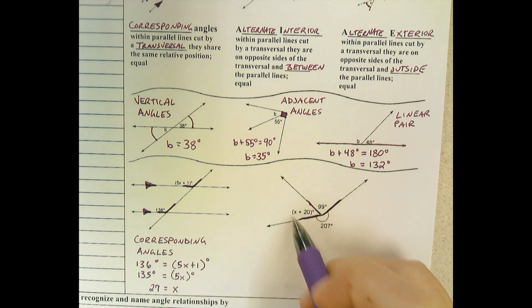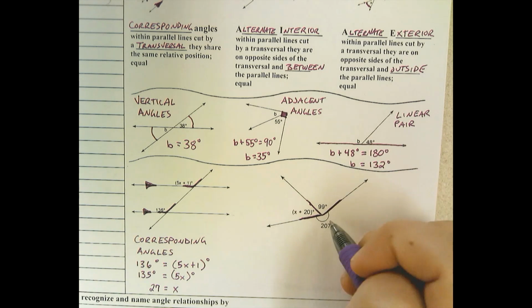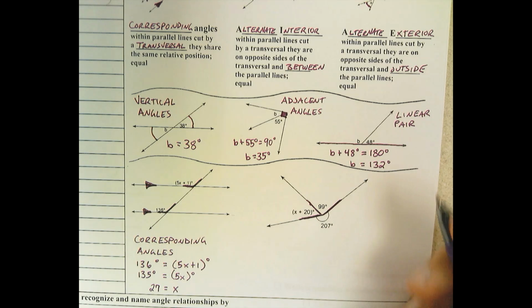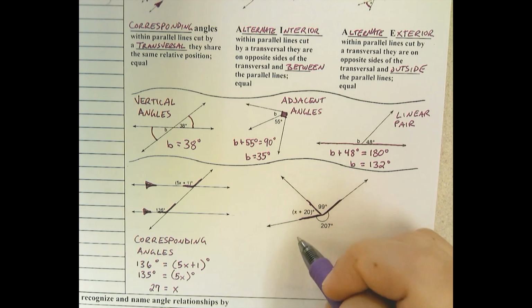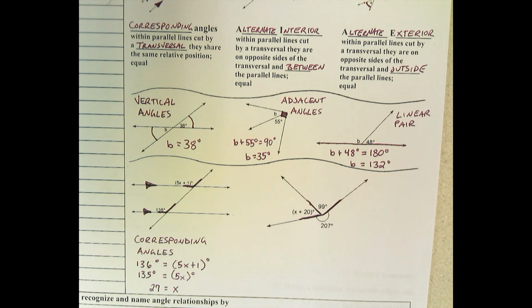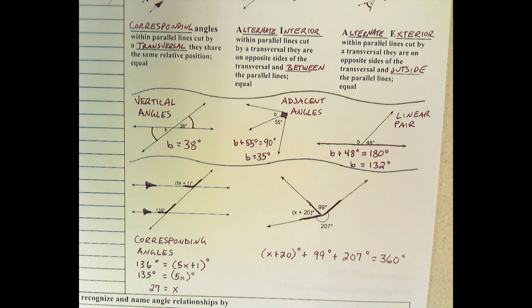We've accounted for all of the angles in a full rotation, so we're able to deduce that because it's a full circle, and a full circle has 360 degrees, the sum of these three adjacent angles is going to be 360 degrees. So we can write the equation x plus 20 degrees plus 99 degrees plus 207 degrees is equal to the full circle of 360 degrees.